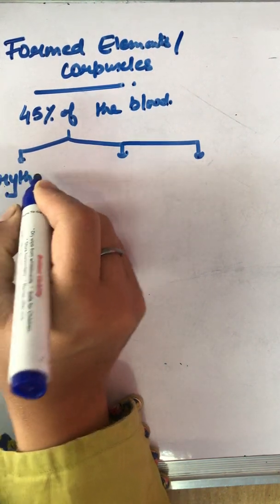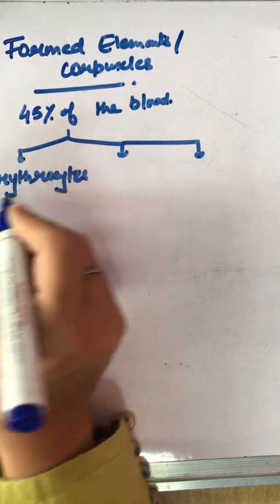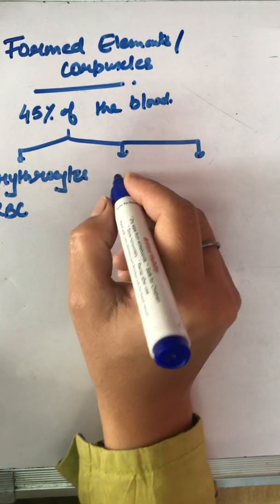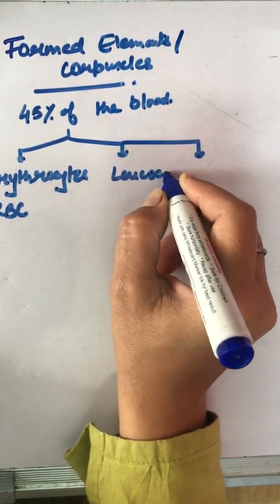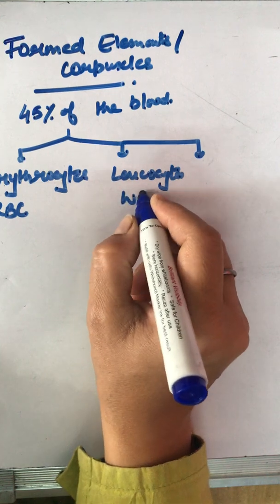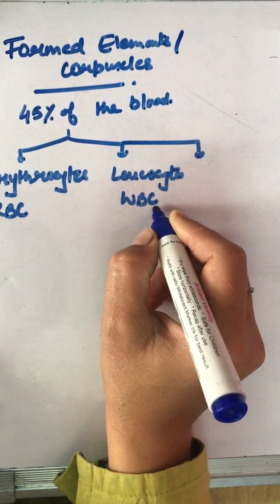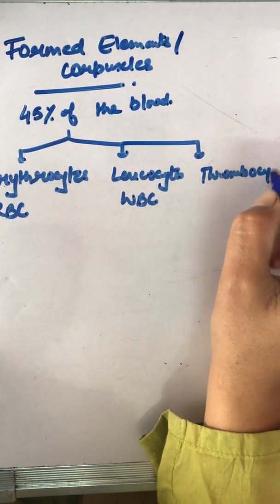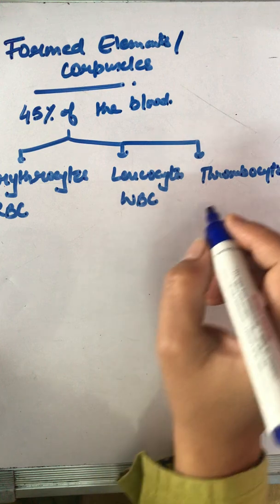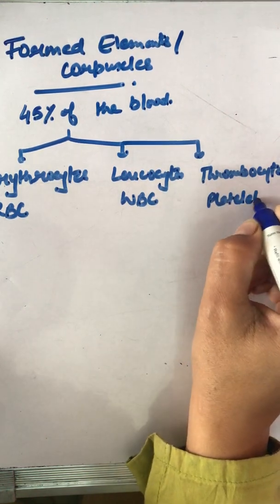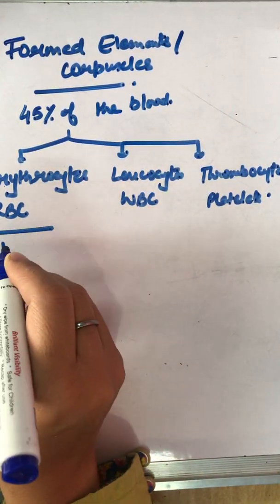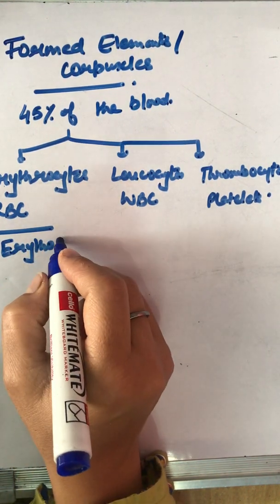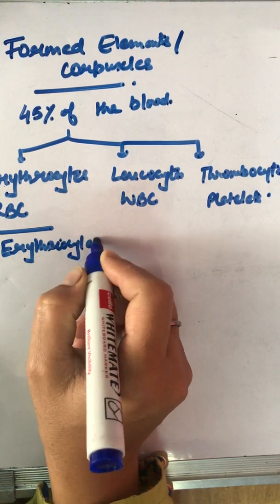erythrocytes, other name is RBCs, red blood corpuscles; leukocytes, other name is WBCs, white blood corpuscles; and thrombocytes, other name is platelets. First of all, I am taking erythrocytes.